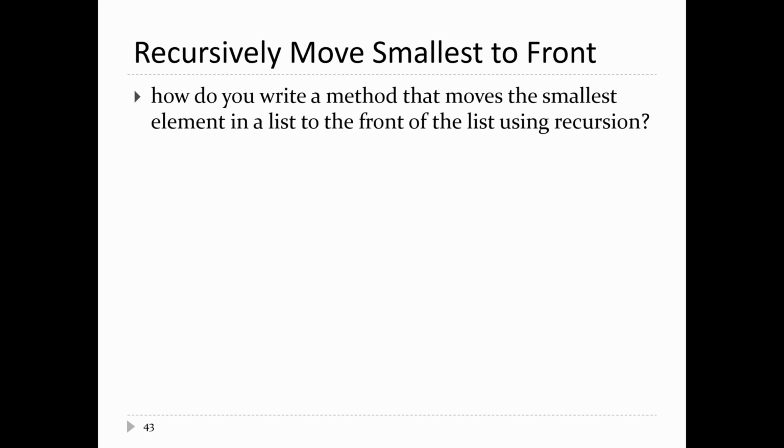Right? So doing this iteratively is easy. You search the list, so you look at every element in the list, looking for the smallest element. After you finish looking at all the elements, you know what the index of the smallest element in the list is. So now you can swap the smallest element of the list with the first element of the list, right? So you just switch them, and now you have the smallest element at the front of the list.